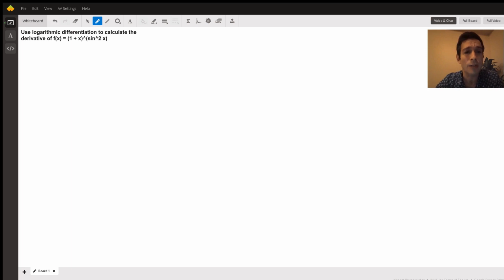It says use logarithmic differentiation to calculate the derivative of this function here. So what we have is y equals (1 plus x) to the power of sine of 2x.